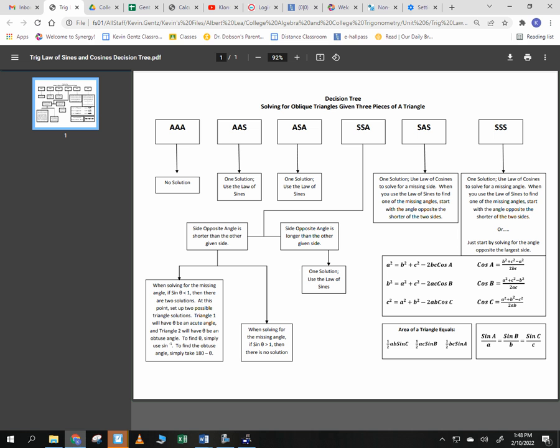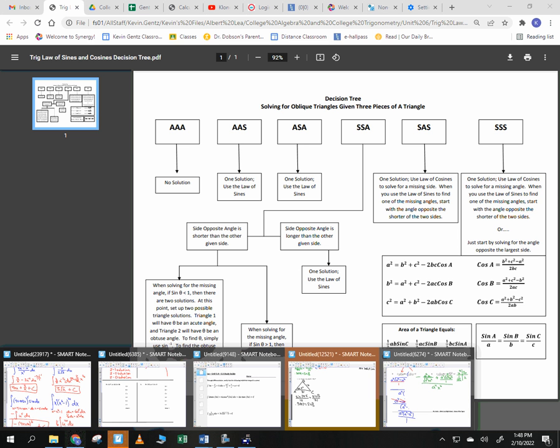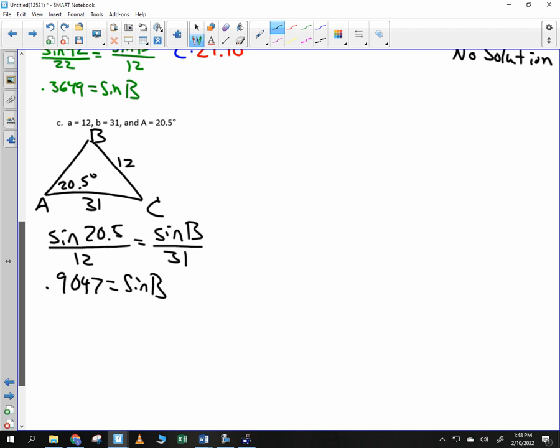At this point, set up two triangle solutions. So that's what I'm going to do. I got to set up two solutions, not one. Triangle 1, triangle 2. A, B, C, A, B, C. You're not going to draw the triangle, you're just going to find the solutions.